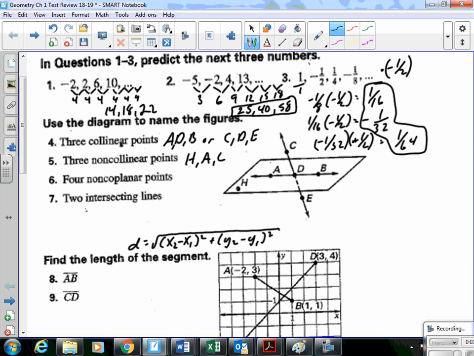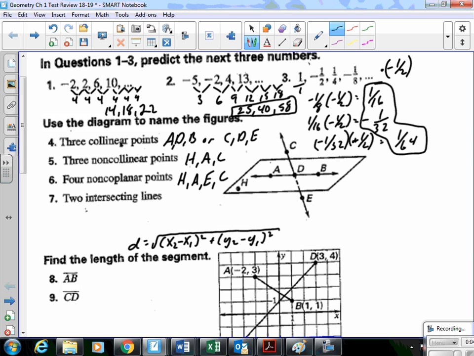All right, 4 non-coplanar points. So non-coplanar, saying not on the same plane, because coplanar is on the same plane. So H, A, D, and B, those 4 are on the plane, so they're all coplanar. C is off the plane and E is off the plane because they're on a line that's going through the plane. So as long as I include C or E, or both of those with points from the plane, I'll have a non-coplanar set of points. So I'm going to go with H, A, C, or E, and C.